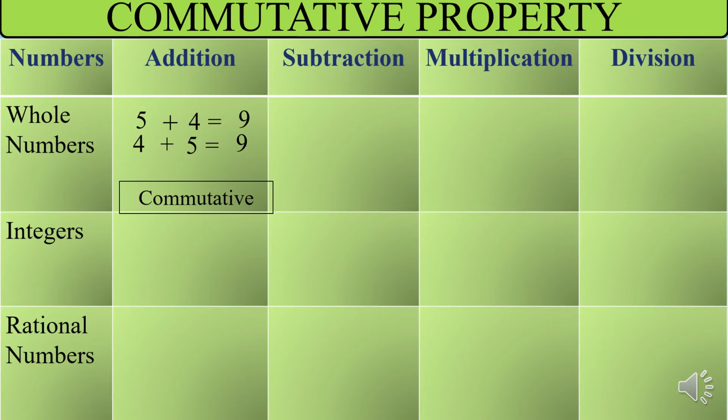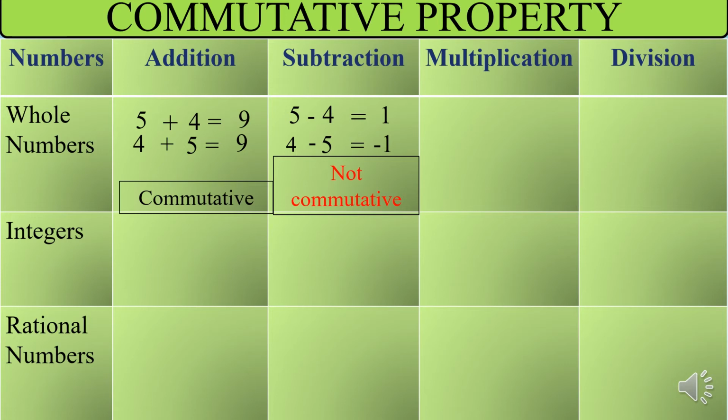Now let's see for subtraction. Here when we subtract 4 from 5, we get answer 1. Now after changing the place, let's see what happened. Now 5 is subtracted from 4, we get answer -1. Here answer is different. When we change the position of numbers, we get different answers. So here we can say that subtraction is not commutative for whole numbers.